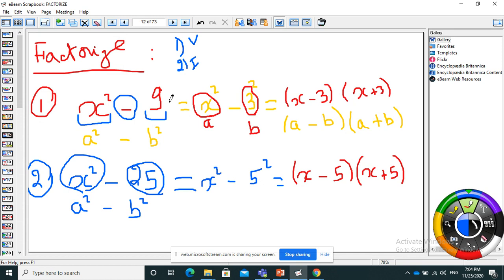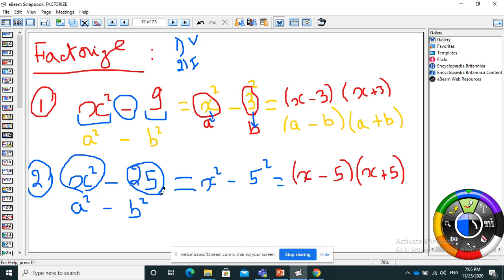Is it an identity? So identity means I see two terms or three terms. Two terms, something squared minus something squared, or three terms with two perfect squares. If I look at the first one, I will notice that 9 is 3 squared. So it's x squared minus 3 squared. So it will remind me of a squared minus b squared. So what is a? x. What is b? 3. So how do we factorize it? a minus b, a plus b: x minus 3, x plus 3.